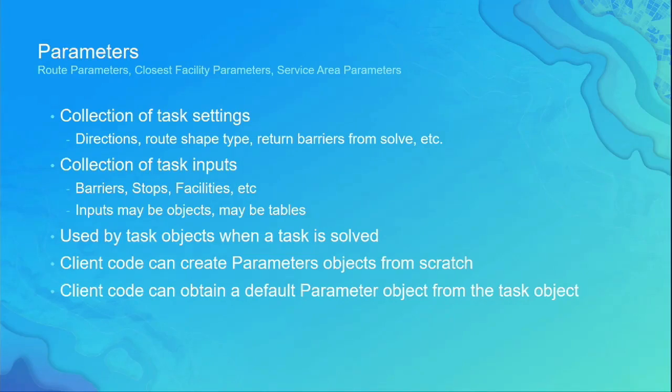Parameters are used by the task objects when the task is solved. And you can create a parameters object if you want, or you can go to the task and ask it to create a default parameters object with whatever default settings your network or your service was published with. And as I mentioned before, when you pass a parameters object into the task for solving, we clone it internally. So once it comes back to you, you can recycle that parameter object. You could put different stops on it. You could send it back to the task and solve again.